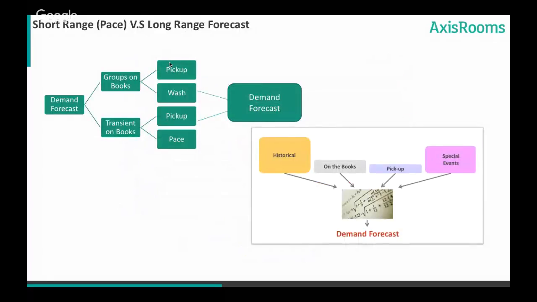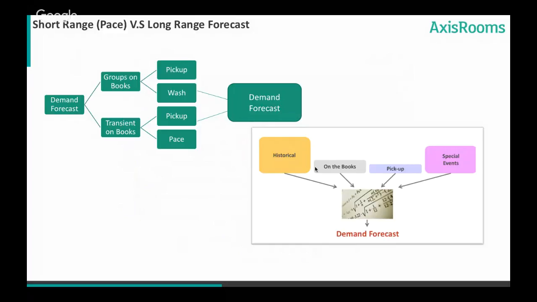So for you to start to put together your forecast and to create your demand forecast, the simplest way to do it is to have a look at dividing it based on a short-term pace-based forecast and a long-term forecast based on these variables here. Now, pace refers to the reservations that you currently have on the books in comparison to the same period in the past, for example, last year.